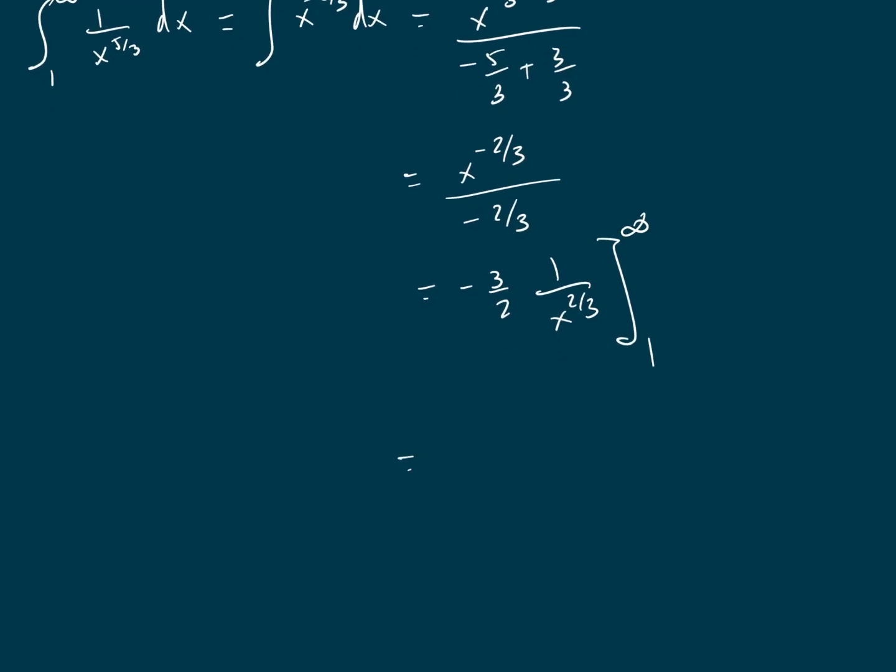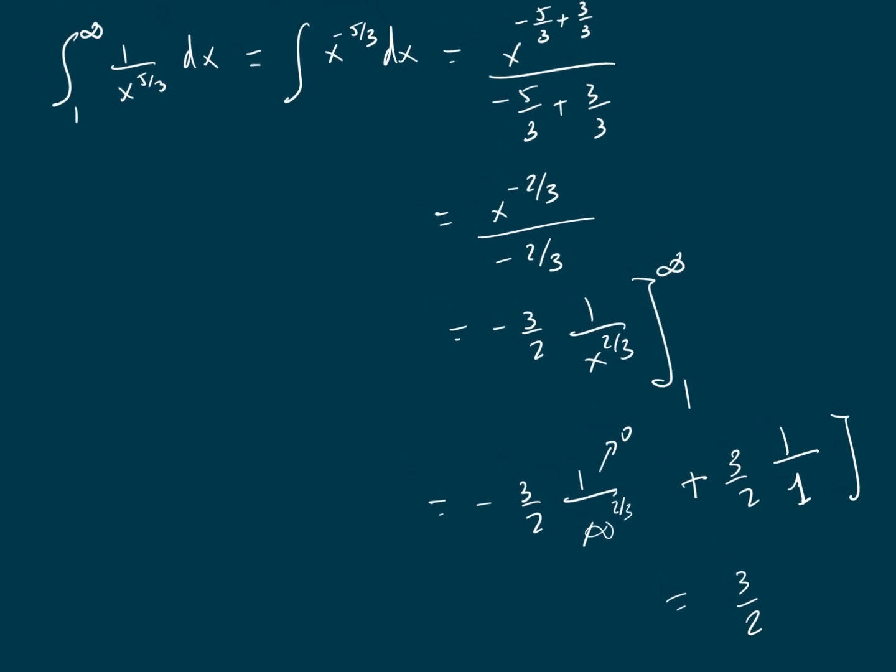So it will be -3/2 times 1 divided by x^(2/3) at infinity. This limit, when you go to infinity, will go to 0. Minus, minus, plus 3/2 times 1 divided by 1 raised to the 2/3, that is 1. So the integral will be 3/2. If the integral is 3/2, it converges. So because the integral converges, the series converges.